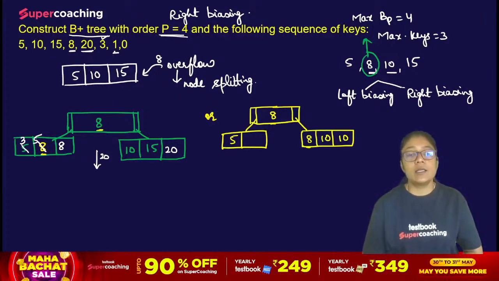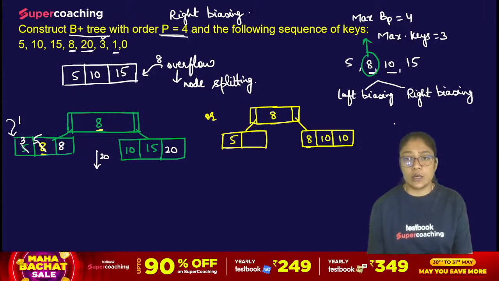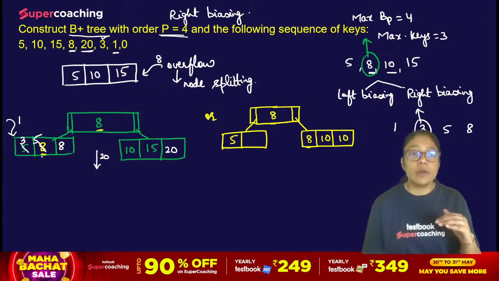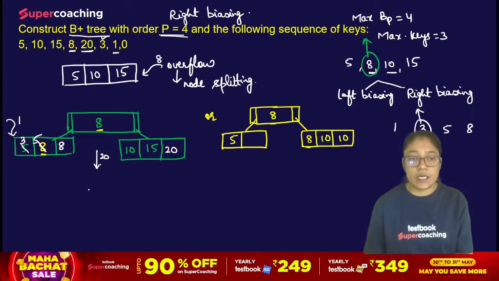Take the next element, that is 1. With 1, that is a case of overflow. So it comes out to be 1, 3, 5, 8. Since we are using right biasing, 3 is moving from the leaf level to the internal level. जब first time leaf level से internal level पे जा रहे हैं तो we need to maintain the copy.